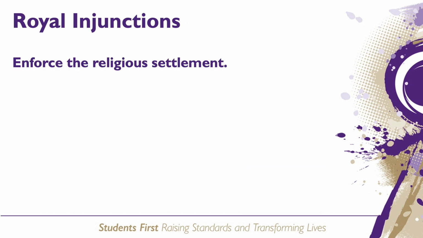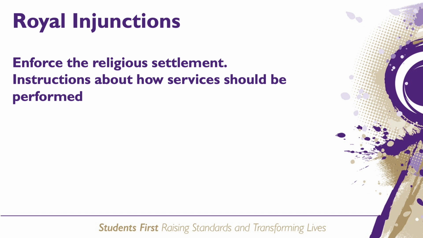Finally, there were the Royal Injunctions. These were introduced to enforce the religious settlement and to make sure that everyone followed it. They set out instructions on how church services should be performed and how people should worship God.